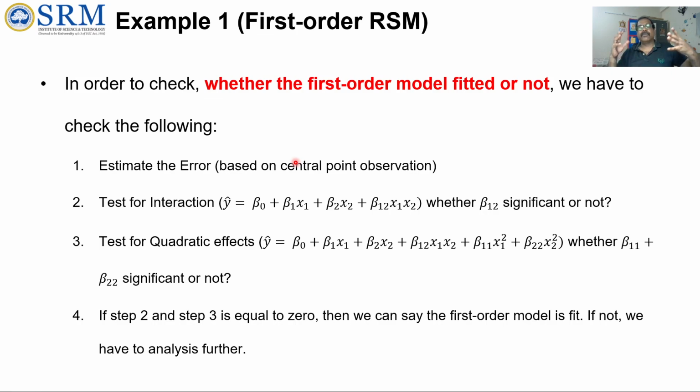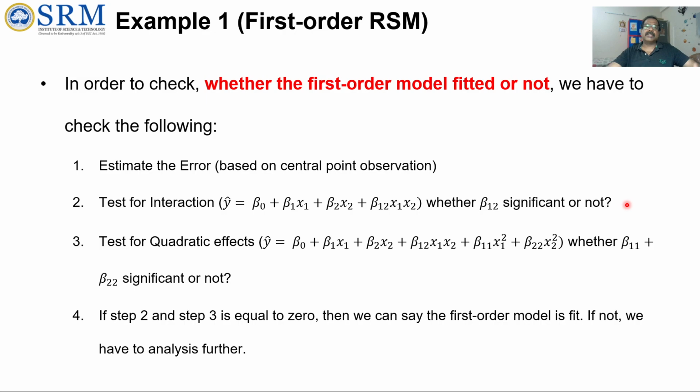We have to check a few things. There are 3 main steps. We need to estimate the error based on the center point observation method, calculate the error percentage, and test for interaction. Here which term is the interaction? Beta 12, because beta 1, beta 2, beta 0 we already calculated. Beta 12 is the interaction effect, so we need to test whether beta 12 is significant or not.